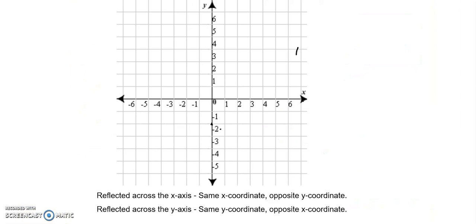Just to do a quick review, if a point is reflected across the x-axis, it will have the same x-coordinate and an opposite y-coordinate. If it's reflected across the y-axis, the y-coordinate will be the same and the x-coordinate will be the opposite.